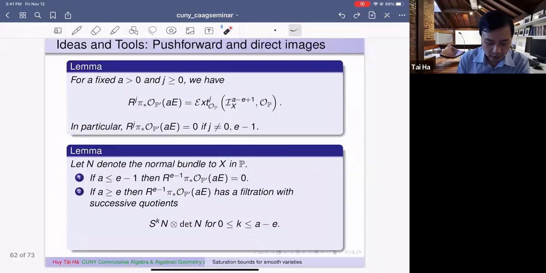But for that, we can also prove that either you get 0, even for the power e minus 1, or, for big enough A, you don't know if you get 0 or not. At least we can get a filtration of this whose successive quotients are of the form Sym^k of N tensor determinant of N, where N is the normal bundle of X.